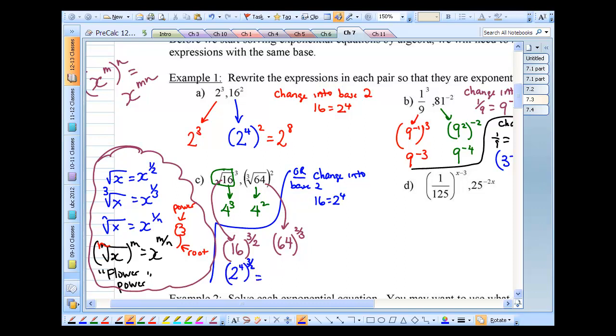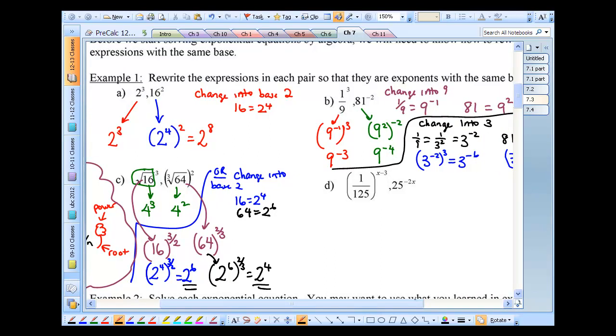Okay, that just simplifies to what? 4 times 3 over 2, that's just 2 to the power of 6. And if I were to use the 64, that's 2 to the power of 6, so 2 to the power of 6 to the power of 2/3. 6 times 2/3 is 4. That would be 2 to the power of 4. Okay. So either base 4 or base 2, both are fine here.